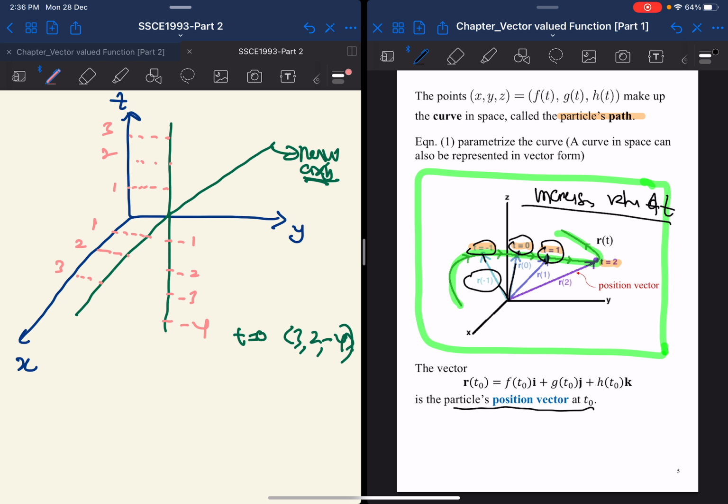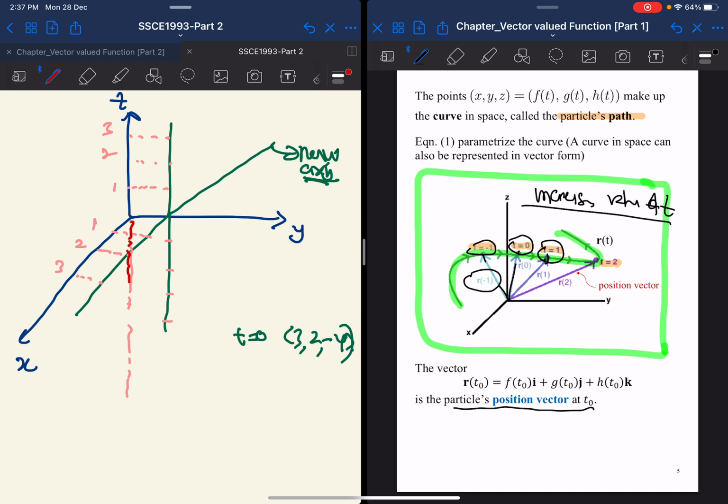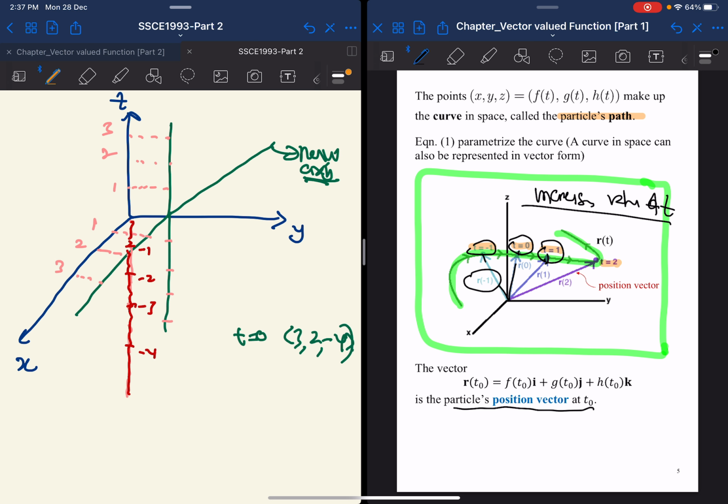No, it should not be here. It should be somewhere here. It should not be here. Let me change the color so that you won't be confused. So this is the negative z-axis. If we imagine, this one is negative 1, negative 2, negative 3, negative 4. Let me change the color. So 3, 2, negative 4.